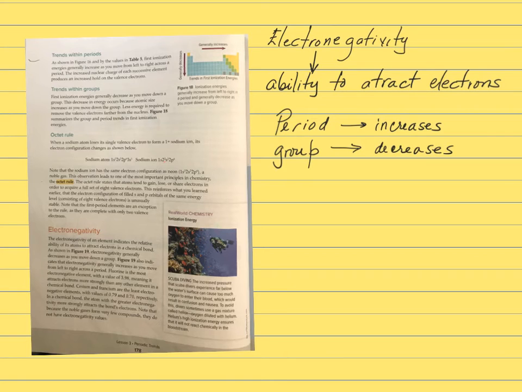Consequently, in a period, the ability to attract the electron is going to increase. Now, what's going to happen in a group is going to decrease. Why? Because if you keep adding more levels of energy, it's going to be very difficult for the atom to keep the electron cloud together and attract more electrons. You have this information over here in the picture that I attached to this slide.